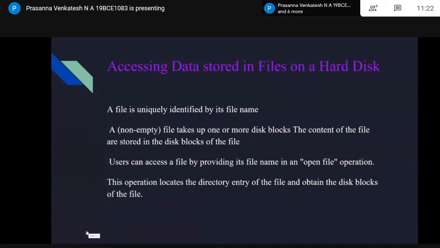We have different commands like write a file, read a file, and append a file. We use open file in order to open it. This operation locates the directory entry of the file and obtains the disk blocks of the file.